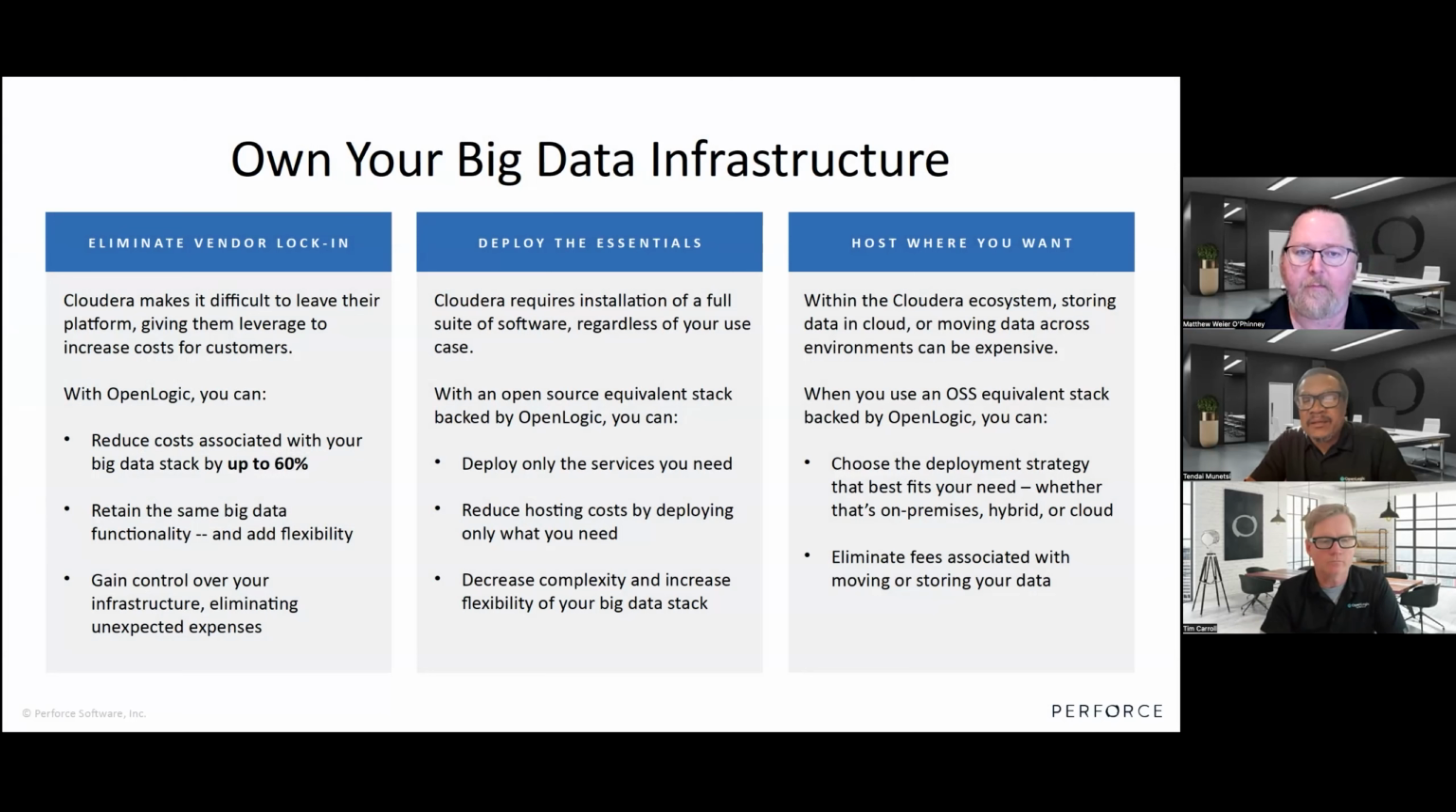Yes, we had a large financial institution come to us with the exact goal of saving money on their big data infrastructure that they had been running with Cloudera. They had made a brave decision that they were going to chart their own course, moving away from Cloudera and into an open source equivalent Hadoop stack.